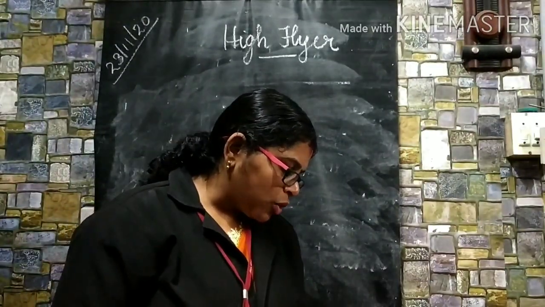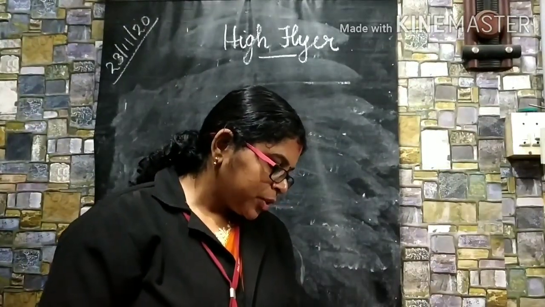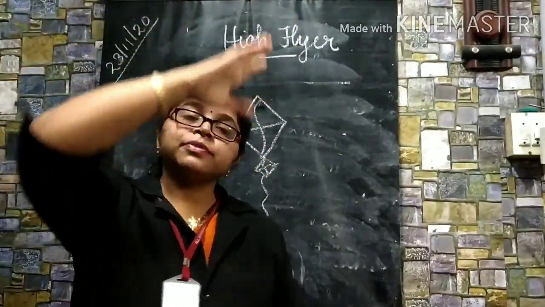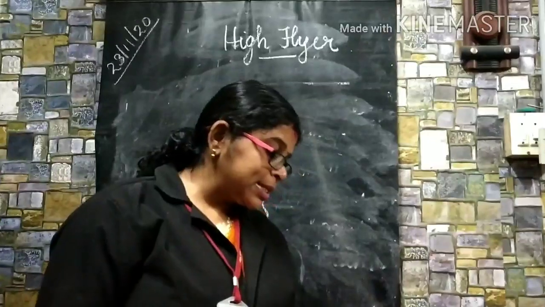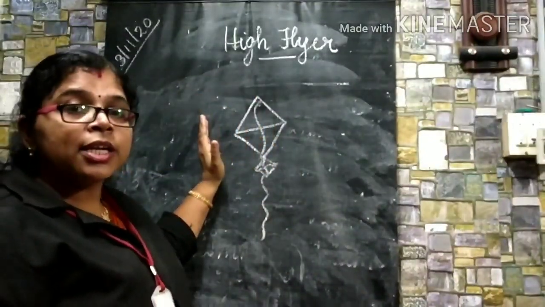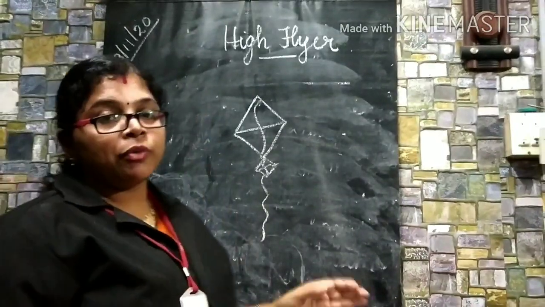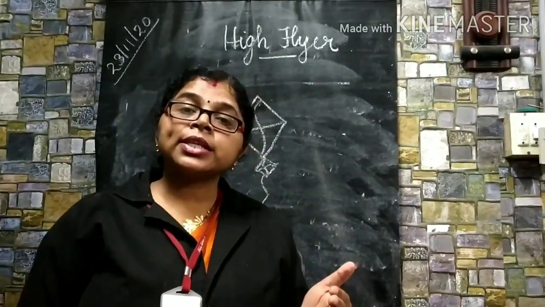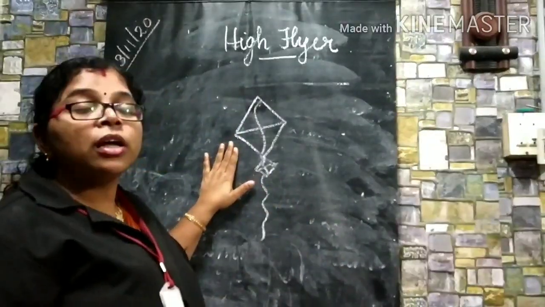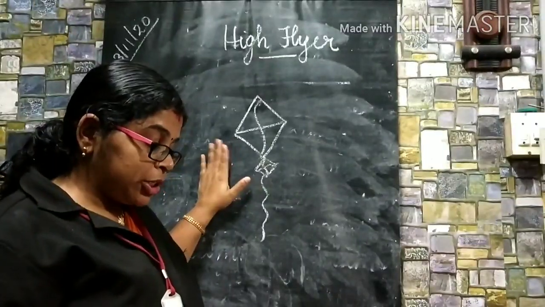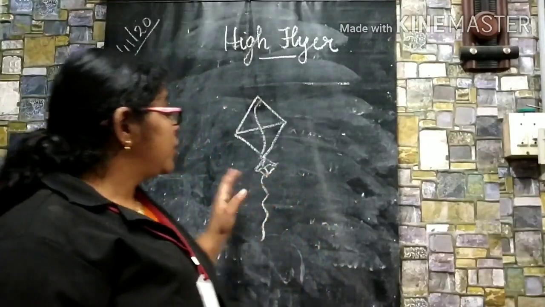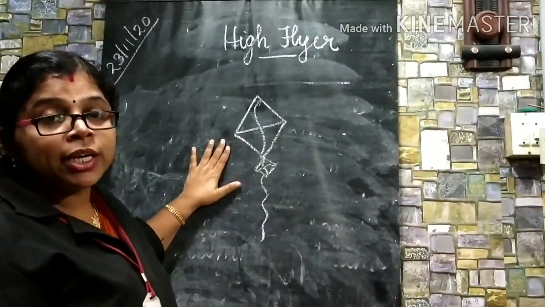I soar way out of sight. It flies very high and goes out of sight. My shape is like a diamond. Look here. Its shape is like a diamond. So, I want to tell you children, kites can also be made of different shapes. But generally people mostly use which shape? Diamond shape. I am a brand new kite. So it is talking about the new kite which is diamond in shape.